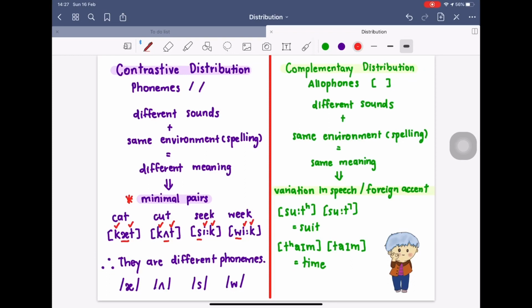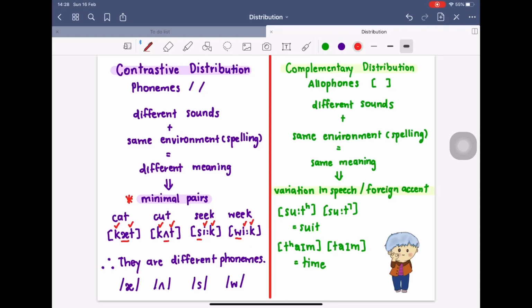Alright, so now let's see the criteria for complementary distribution. What we need is two different sounds that appear in the same environment or the same spelling. So that is exactly the same criteria as contrastive distribution, right? But what we get is different, because for contrastive distribution, what we get is a different meaning. There are two words that have different meanings. But what we get from complementary distribution is the same meaning. So it means that there is only one word, but different ways of pronunciation.